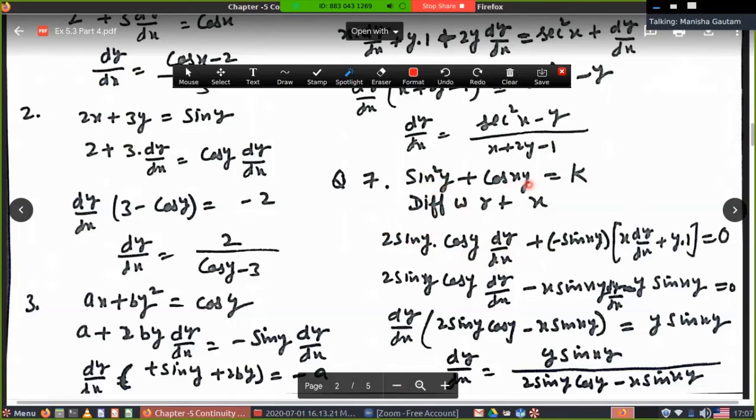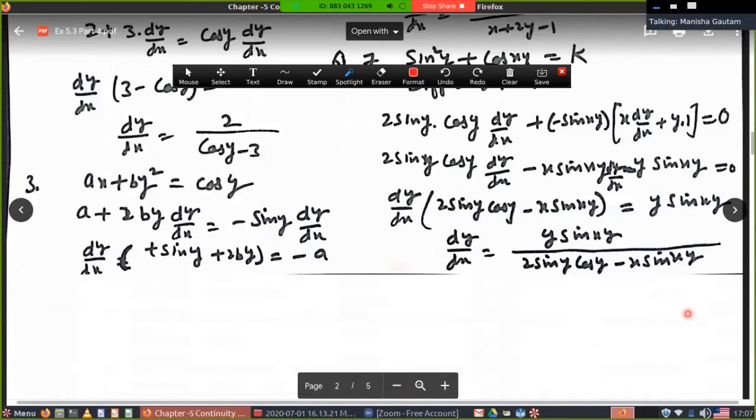Cos of xy, that is minus of sine y. Xy means t. Derivative of t means the product rule should be applied here in the x into y: x as it is, derivative of y, plus y as it is, derivative of x. Now the next part is what? To simplify it by taking dy upon dx to one side and the terms without dy to the right hand side. And simplify it, you will get the answer.